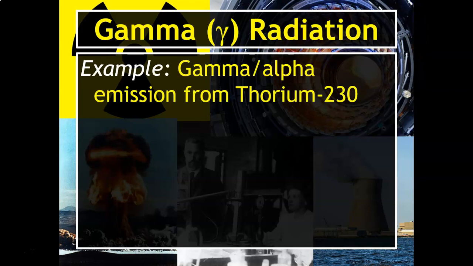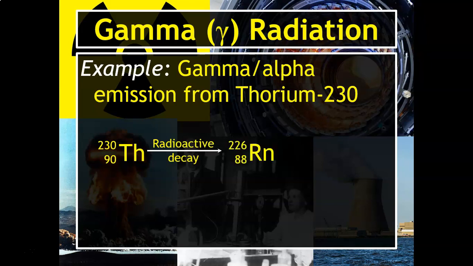For example, if we look at gamma and alpha emission from thorium-230. So here's thorium, radioisotope 230. Radioactive decay will produce radon, and then you'll also get an alpha particle and your gamma particle.